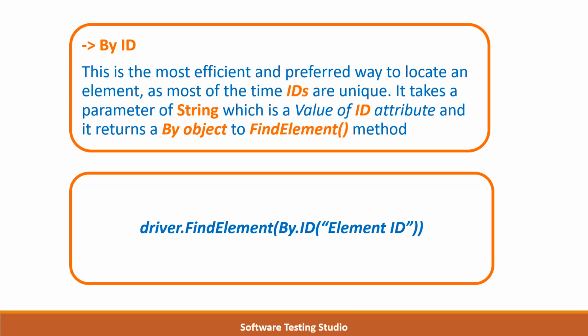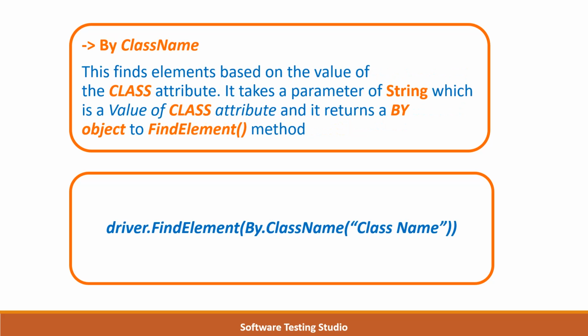So by ID. This is the most efficient and preferred way to locate an element, as most of the time IDs are unique. It takes a parameter of string, which is a value of the ID attribute, and returns a By object to the FindElement method. The syntax is shown below. The next method is by class name. This finds elements based on the value of the class attribute. It takes a parameter of string, which is a value of the class attribute, and it returns a By object to the FindElement method. The syntax is shown below.